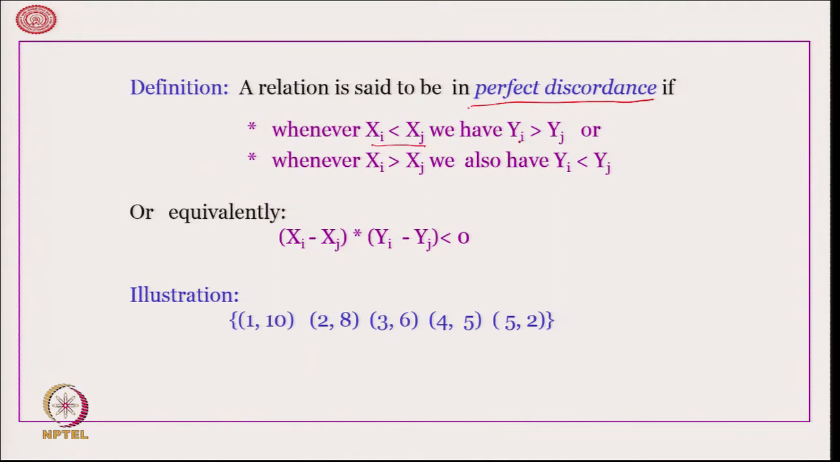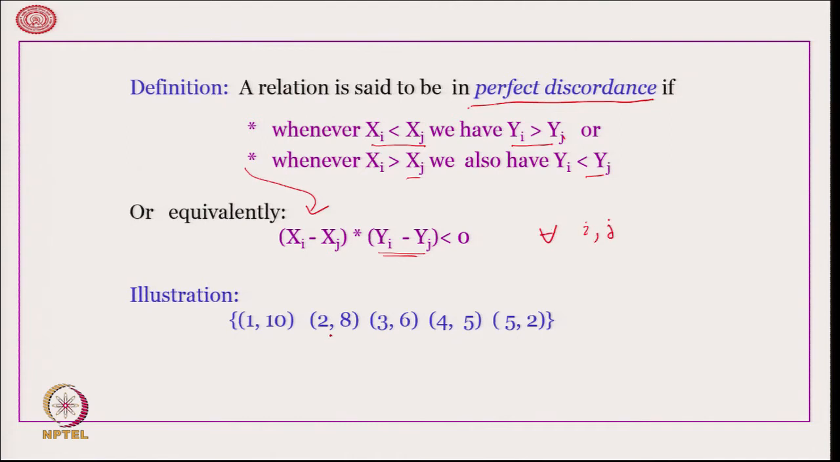At the same time, a relation is said to be perfect discordance if whenever xi is less than xj, we have yi greater than yj. That is, if the value of x is increased, then the value of y is decreased, or if the value of x is decreased, then the value of y is increased. In other words, these two together we can write as (xi minus xj) multiplied by (yi minus yj) has to be less than 0 for all i, j.